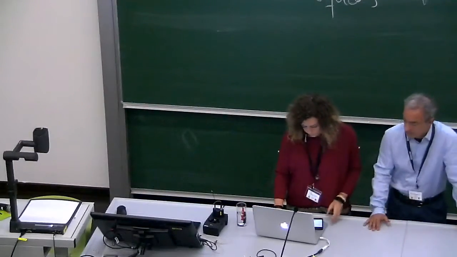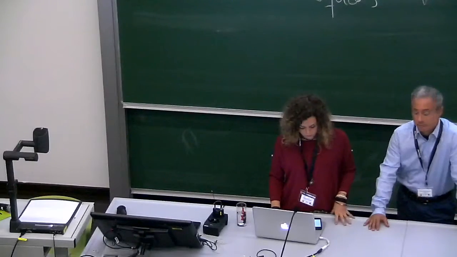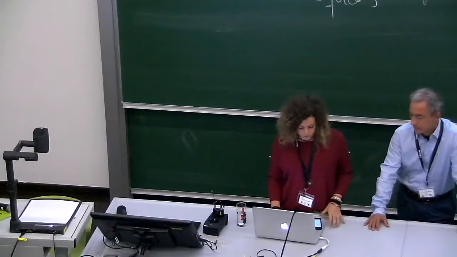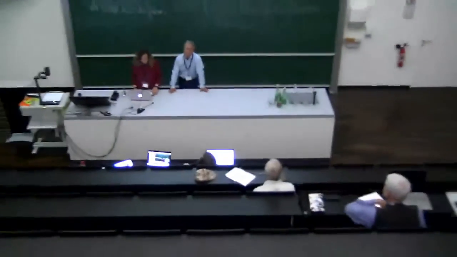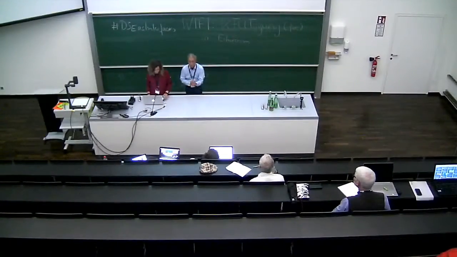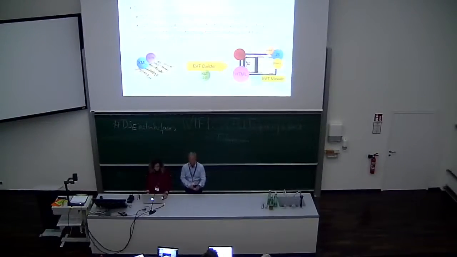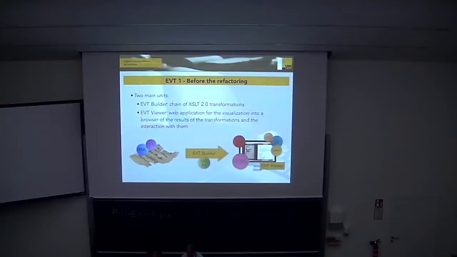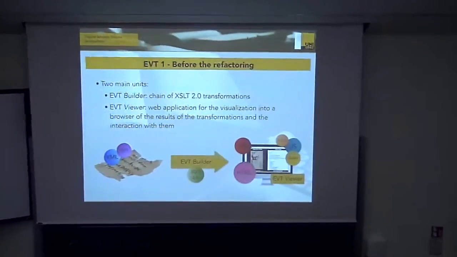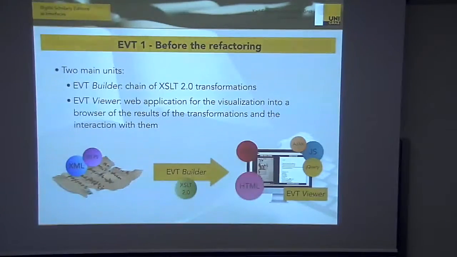Okay, so I will explain to you all the path that brought us to the new version of EVT. Before the refactoring, EVT, which we call EVT1, was composed of two main units. We had the EVT Builder, which is a chain of XSLT transformations that takes the XML and transforms it into HTML, and the EVT Viewer, which is actually a web application for the visualization of the results of this transformation.